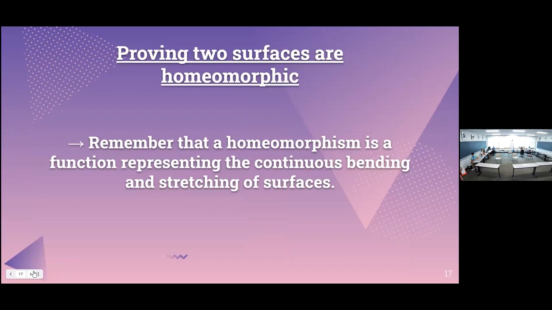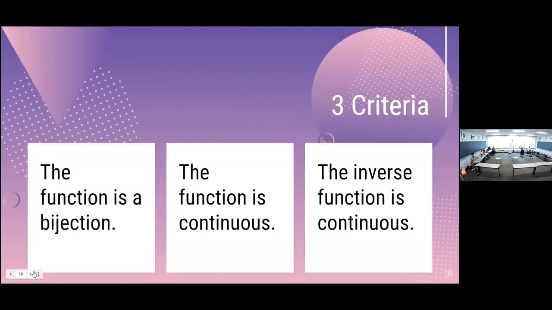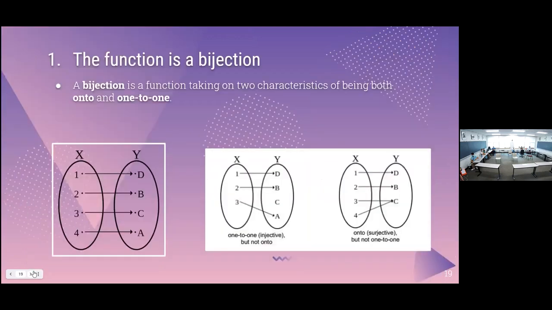Remember that a homeomorphism is a function representing the continuous bending and stretching of surfaces. So how do we show that a function is also a homeomorphism? Well, in order for that to occur, it needs to accomplish 3 criteria. The first is that the function is a bijection. The second is that the function is continuous. And the third is that the inverse of the function must also be continuous. We will go over all 3 of these criteria.